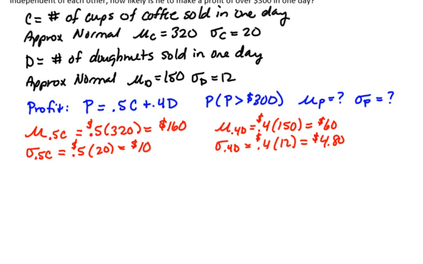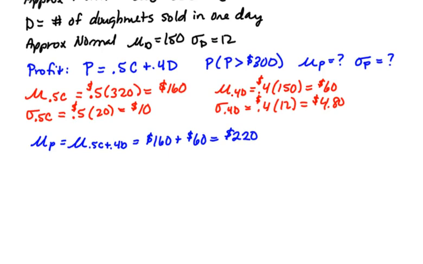Now we're ready to do the big combination here. We're ready to find the mean of the profit. That is the mean of 0.5C plus 0.4D. Well, I know that if I add two random variables, the mean is the sum of the means of the two random variables that I've added. So this is $160 plus $60, which is $220.